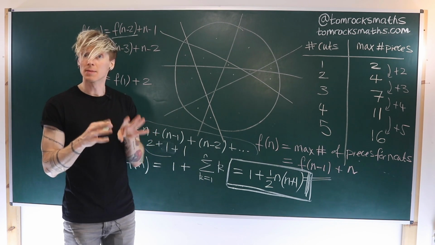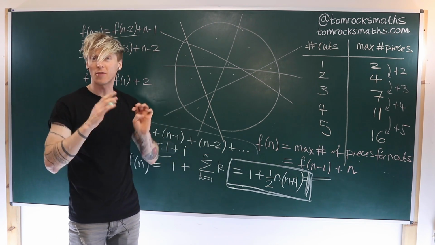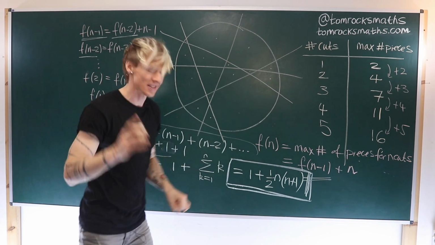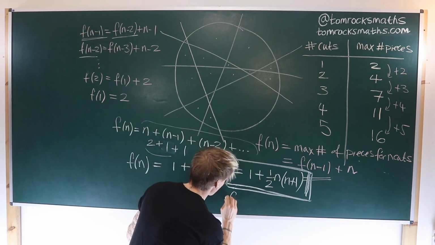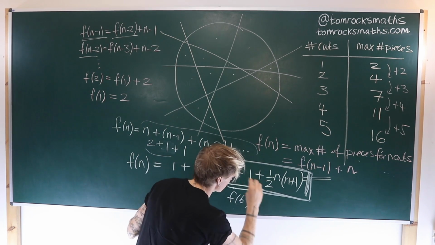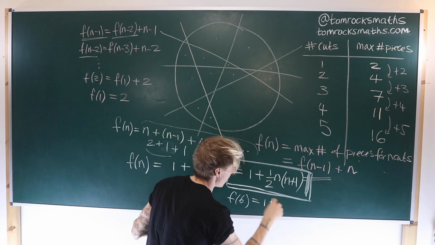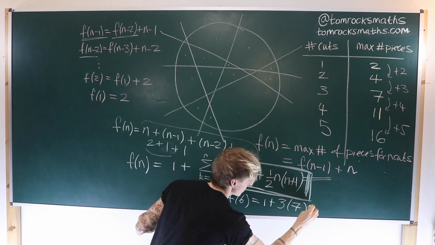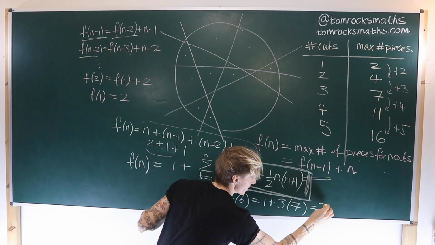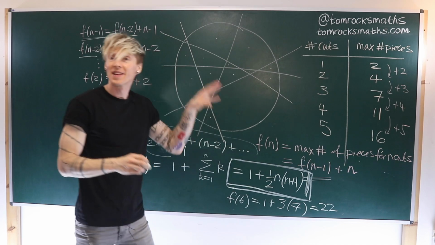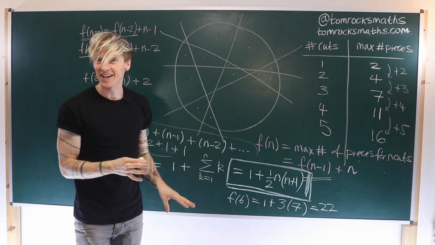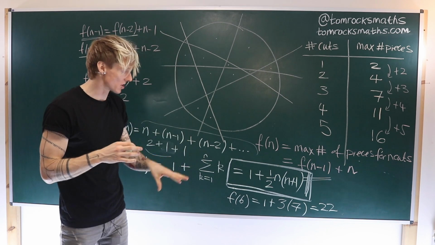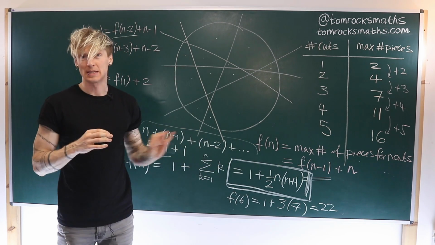Now hopefully some of you will recognize this formula from the Tuesday video, and if I plug in n equals 6, just to double check, so f of 6 is equal to 1 plus a half n, so that's going to be 3 times 7, which is 1 plus 21, which is 22. So our pizza with only 6 cuts can indeed be divided up into 22 pieces.